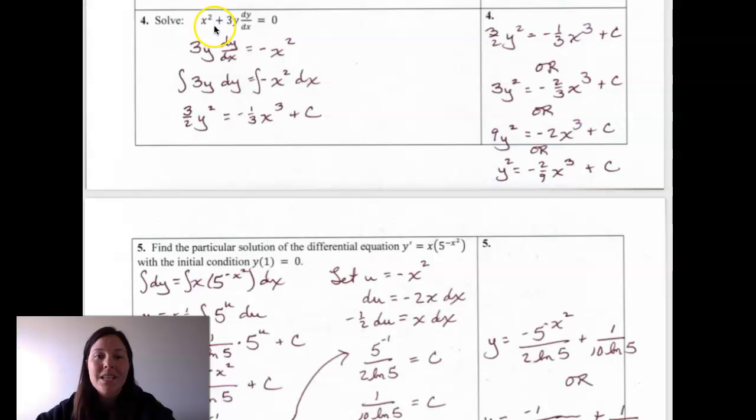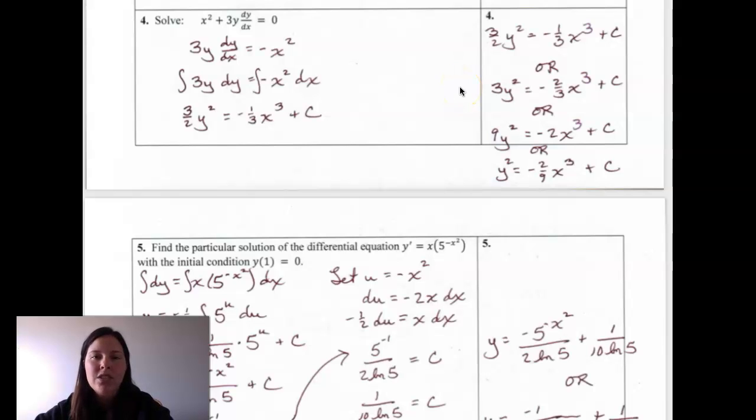Question 4. Same process, we've got to separate those variables. So I subtracted x squared from both sides and then multiplied by dx to separate my variables. Integrating both sides, this is just using our power rule. So adding 1 to the power and then dividing by that power on both sides. Now in this case, there's lots of different options, but do not solve all the way for y.